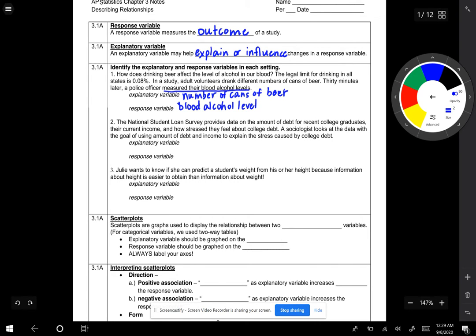Okay. Example 2. The National Student Loan Survey provides data on the amount of debt for recent college graduates, their current income, and how stressed they feel about college debt. A sociologist looks at the data with the goal of using amount of debt and income to explain the stress caused by college debt. So I always look at the response variable first, like what is being measured? What is the outcome? So the response variable is the amount of stress. Stress is being measured. And what is causing this stress? It's the amount of debt and income.